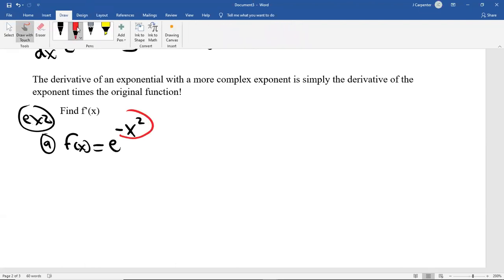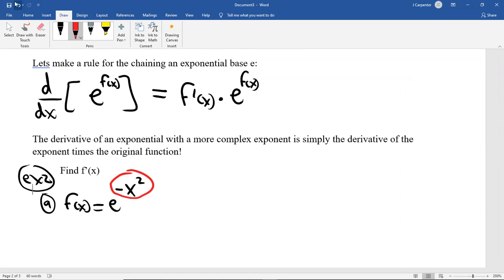The exponent is more complicated. It's a negative x squared. So we're going to need to take its derivative. Let me leave the formula up there. Because this is of that type of format, e to something else, not just an x, for f prime of x we're going to take the derivative of the exponent. So we're going to take the derivative of this, which is drag the 2 out front and then decrease the exponent by 1. So that's negative 2x. That is the derivative of the exponent, but we don't put that in an exponent. It goes out in front.